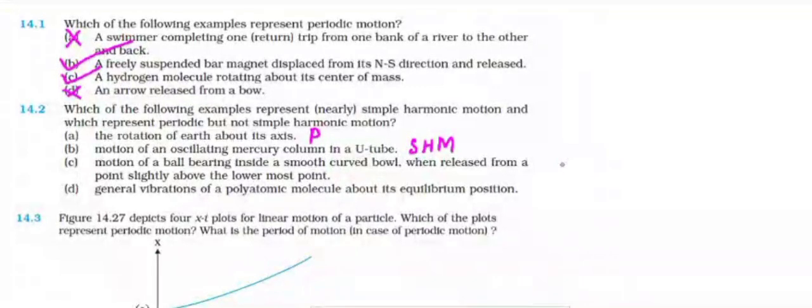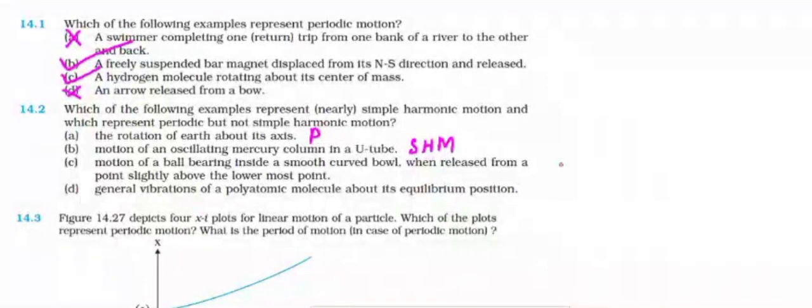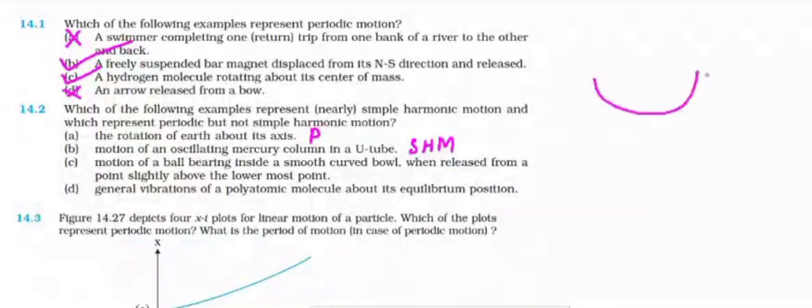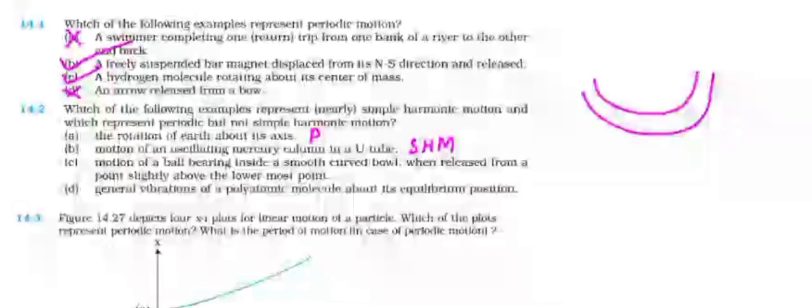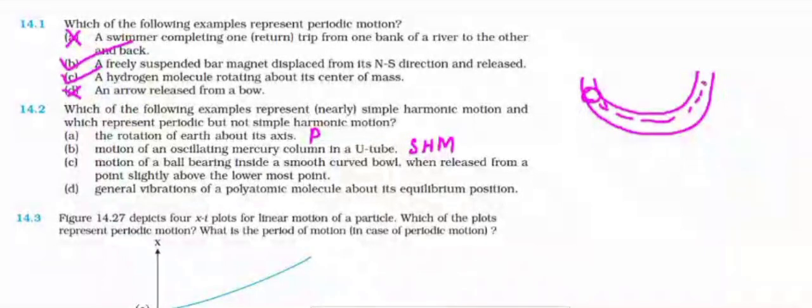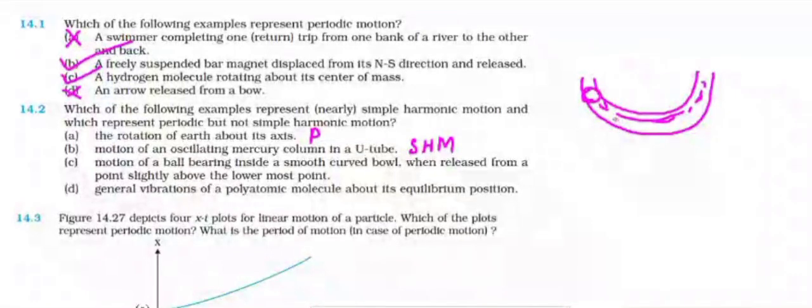Then part C, motion of a ball bearing inside a smooth curved bowl when released from a point slightly above the lowermost point. It will be something like that. You can take the ball bearing like this. The ball is released from here and it goes and enters the other arm, then it returns back, and this motion will be repeated. Therefore, we can consider it as an example for a simple harmonic motion.